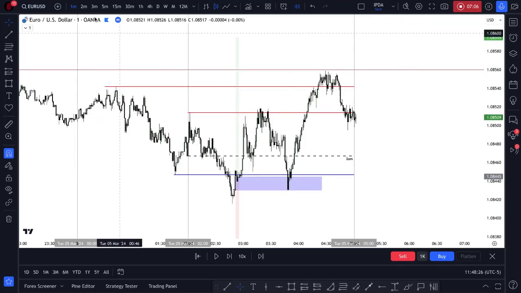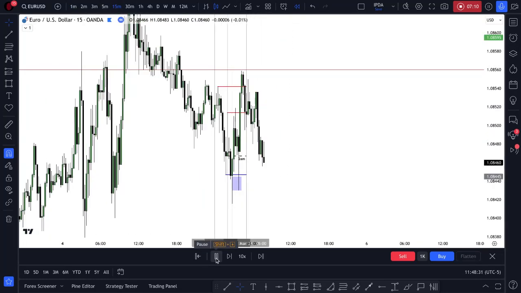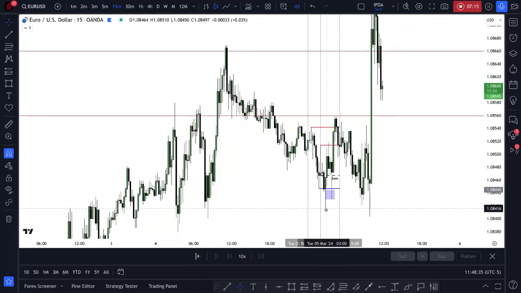Going into the New York session, we also can see the same thing happens. We'll just play it forward. That's for you to do your homework. We had the PMI news come out. We had a raid on sell side liquidity again, and then price shoots up higher.